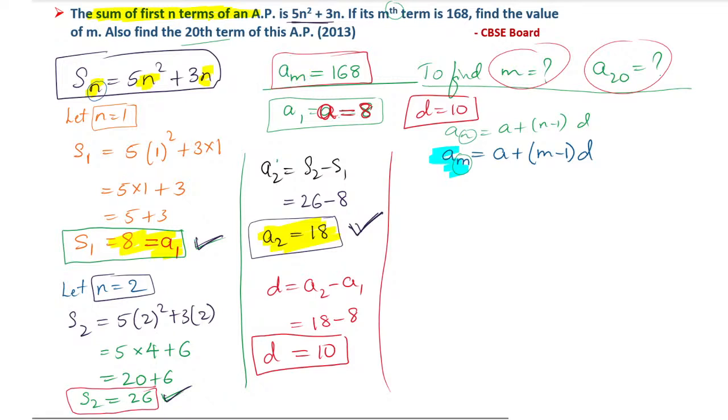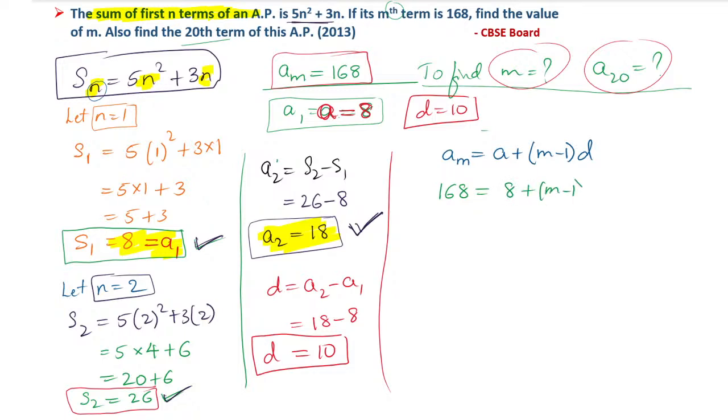So let us find the M value. AM value is already given as what? 168. So 168 will be substituted in place of that. A value we already know, 8, plus the M value we don't know, and D value is 10. So this 8 we can shift to the other side. It will become 168 minus 8, that is equals to M minus 1 into 10. Don't multiply the 10 inside now, because it will be shifted to that side. So it will be 160, that is equals to M minus 1 into 10.